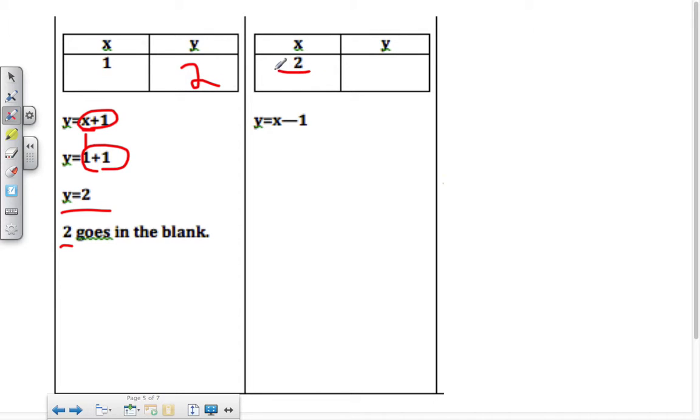Let's try substituting or plugging in a number to find out what goes in this blank. You plug in the 2 for x because it's underneath the x. Goes in there. Y equals 2 minus 1. I know what 2 minus 1 is. 2 minus 1 is 1, so y equals 1. So 1 goes in the blank.